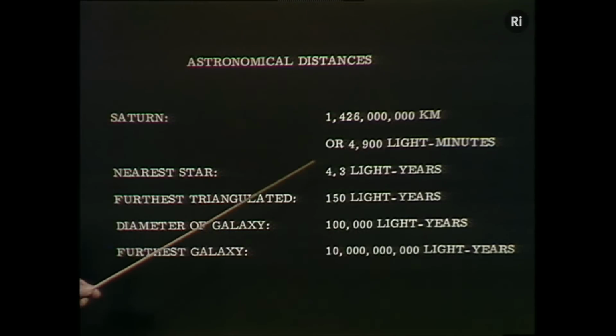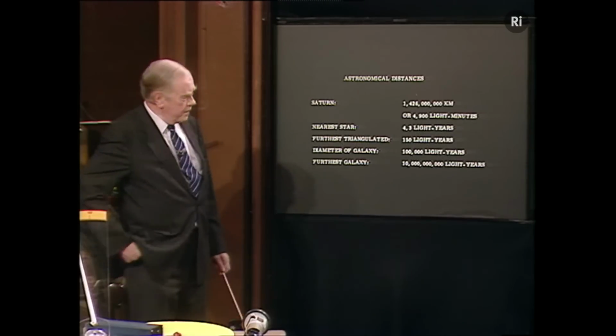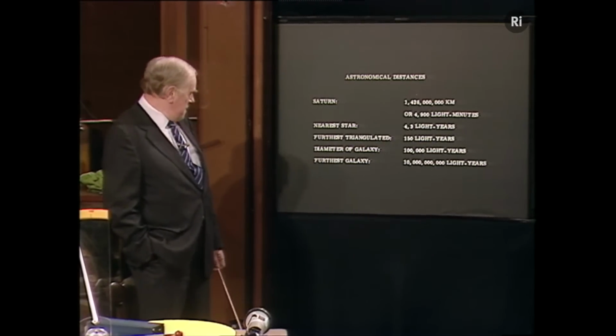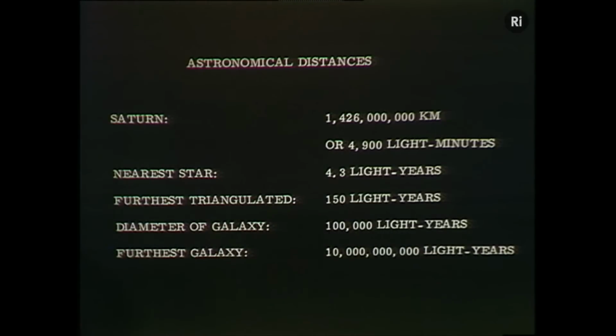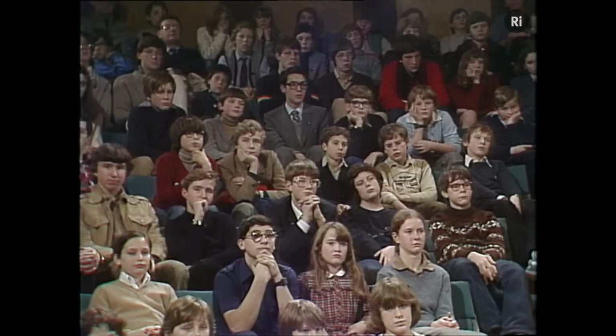You see, so Saturn, it takes about 400 minutes, something of that order. The nearest star is so far away that light takes 4.3 light years to get here. The furthest we can do by this technique, 150 light years. The diameter of our own galaxy is 100,000 light years, and the furthest ones that we think we can see appear to be of the order of 10,000 million light years away.